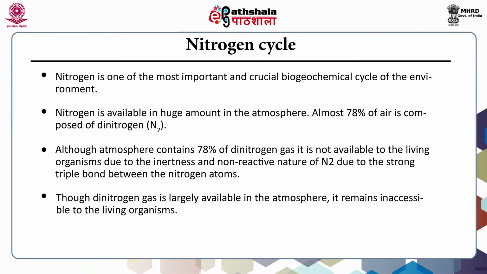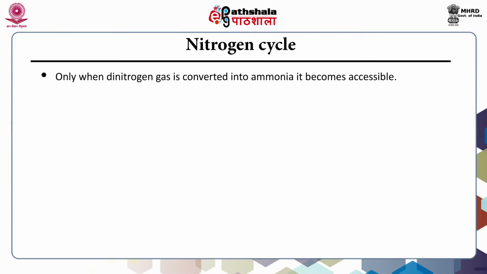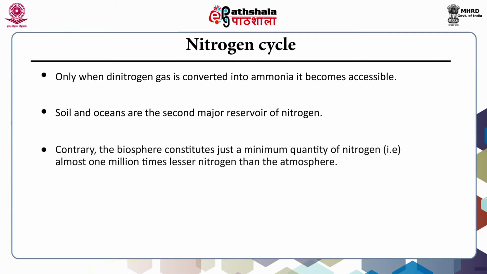Only when the molecular nitrogen gas is converted into ammonia does it become accessible. With respect to the nitrogen cycle, soil and oceans are the second major reservoir of nitrogen next to the atmosphere. Now, the biosphere constitutes just a minimum quantity of nitrogen. Almost 1 million times less nitrogen is present in the biosphere when compared to the atmosphere.